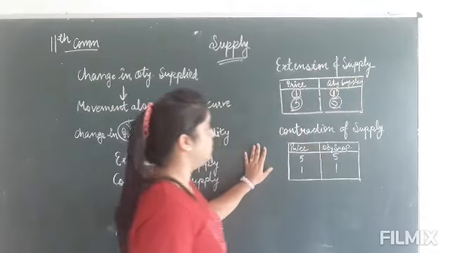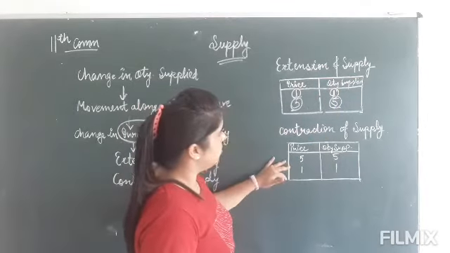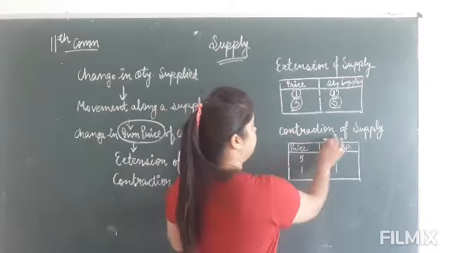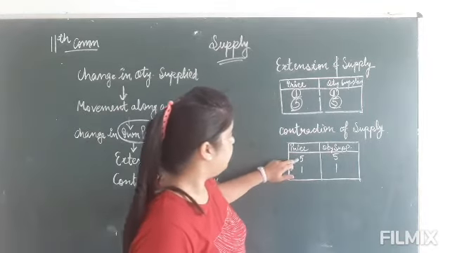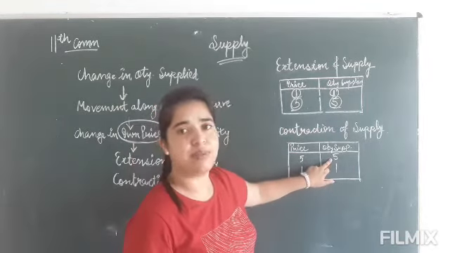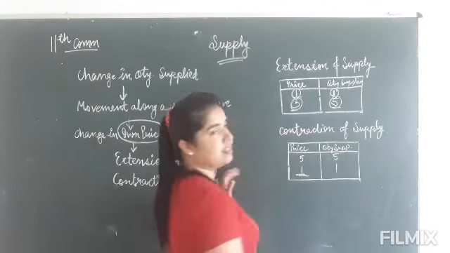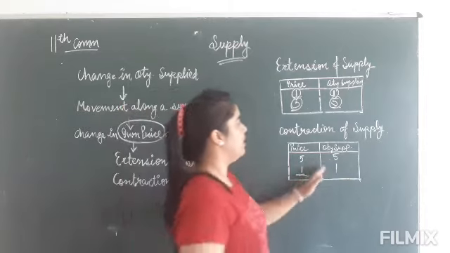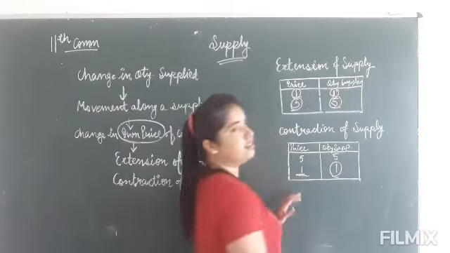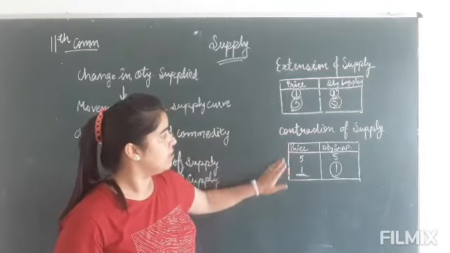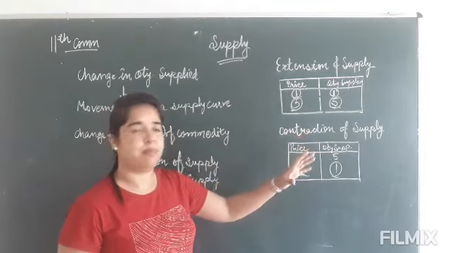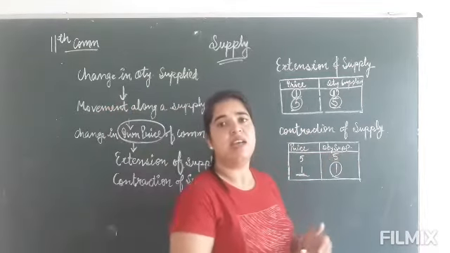And the second condition here, this is just the reciprocal of it, contraction of supply. If the price is 5, the quantity supplied was also 5. If the price decreases to 1, then quantity supplied also decreased to 1. This is known as a contraction of supply, meaning the supply is reduced.